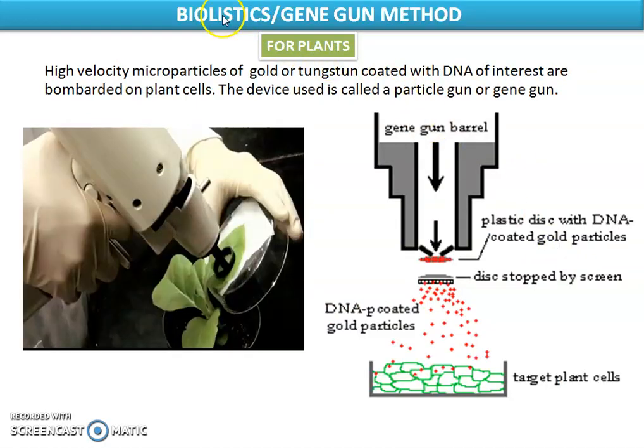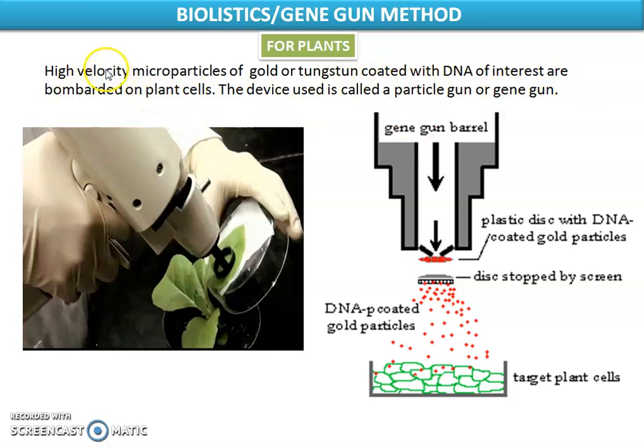Okay. Then biolistics or gene gun method. This is a gun to deliver gene of interest into the plant cell. It is also called biolistic. So high velocity microparticles of gold or tungsten are coated with DNA. Particles of gold and tungsten are rubbed on DNA so that DNA gets coated on those particles, and then this is shot on the plant material or cultured plant cells. The device is called particle gun or gene gun. So this is bombarded on the plant cell.